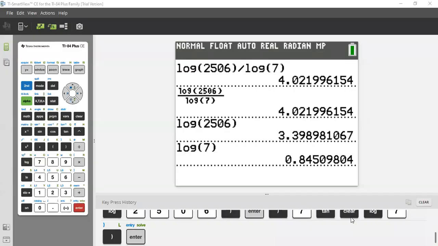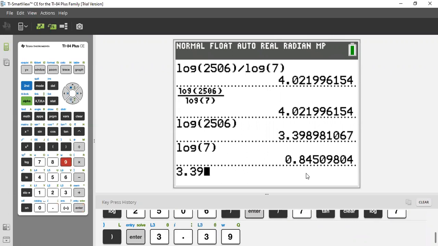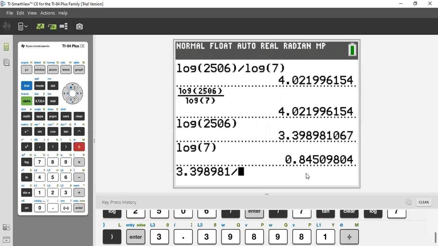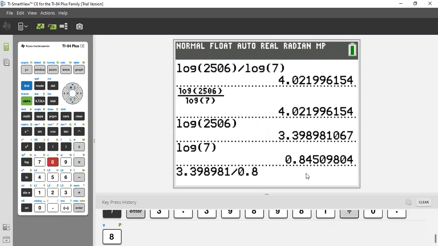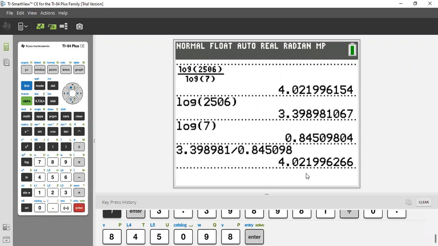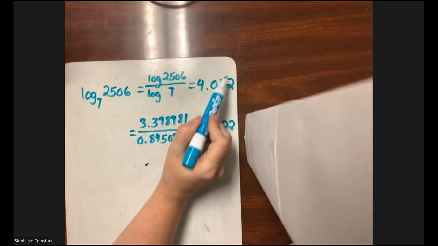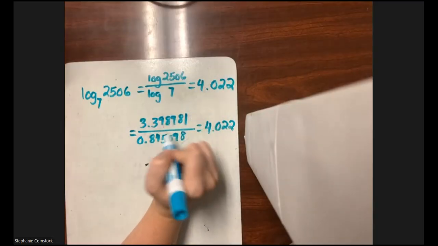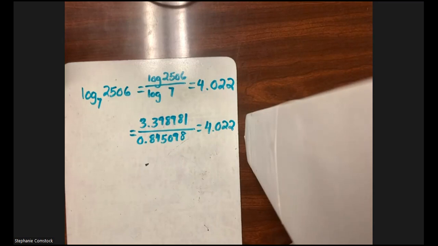So now I'm going to do my 3.398981 divided by my 0.845098. And I'm going to get that same number, that 4.022. So I'm getting the same response as I did when I was able to do my full calculator. I just have another option to do it if our calculator won't do it.